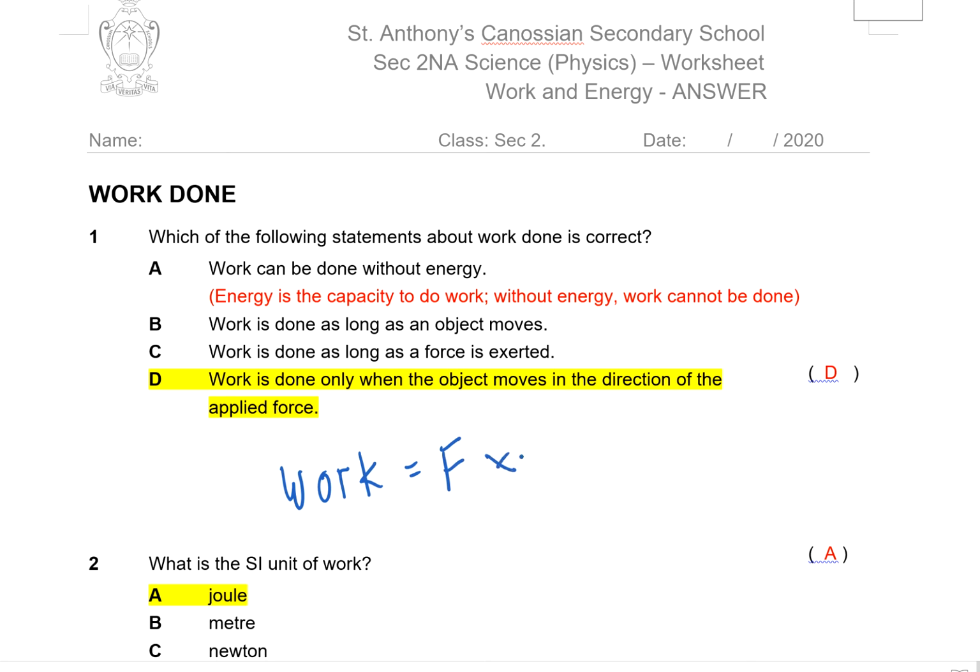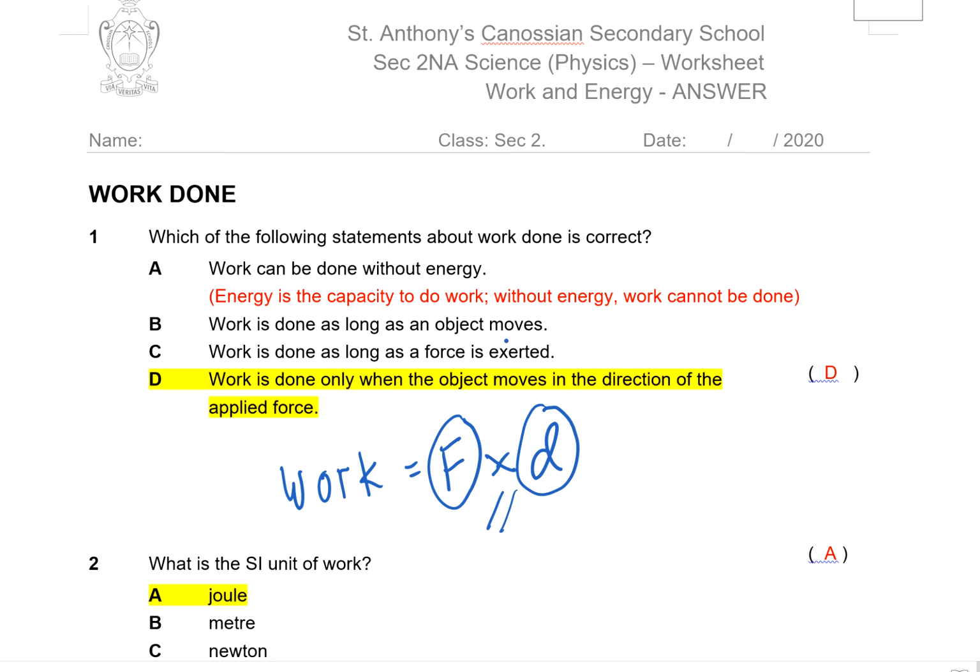So you first need to apply a force on an object, and then this object must move in the direction of the force. So basically your force and distance must be parallel to one another. So the correct answer for question 1 should be D. Work is done only when the object moves in the direction of the applied force.